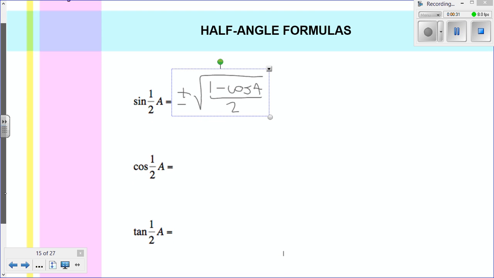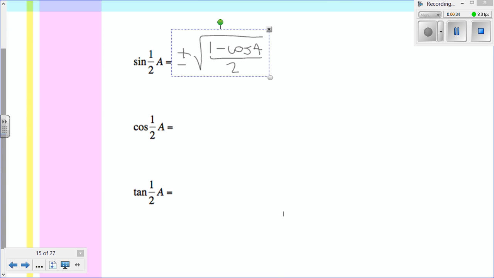The formula for cosine 1/2 a is plus or minus the square root of 1 plus cosine a over 2.